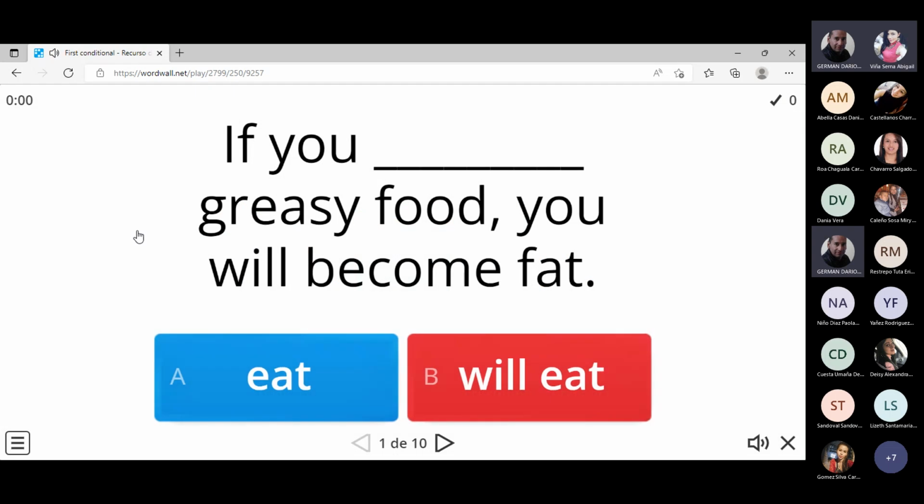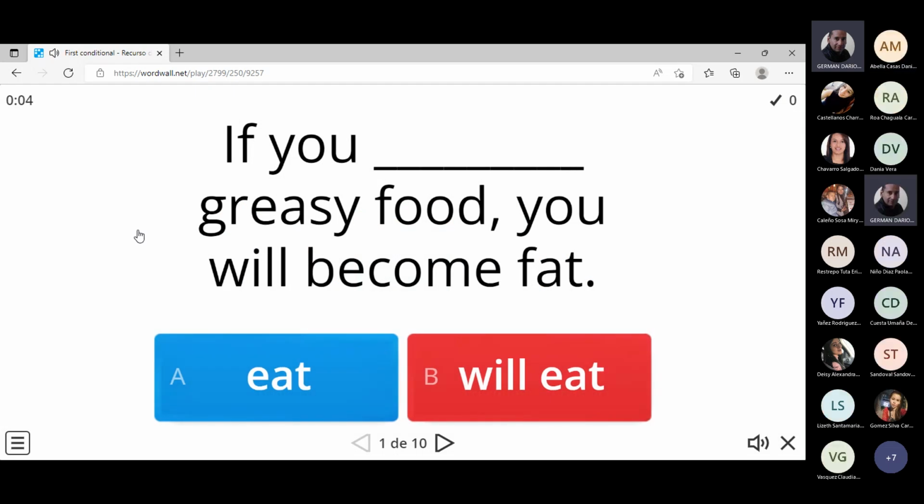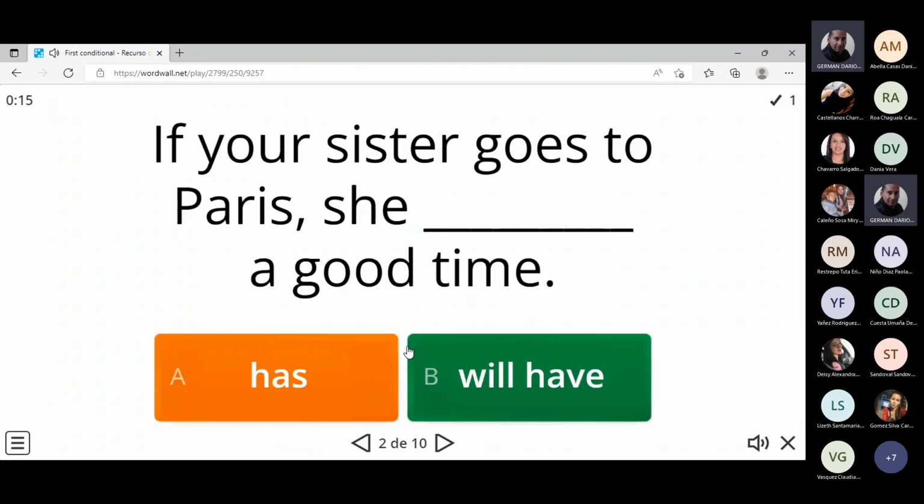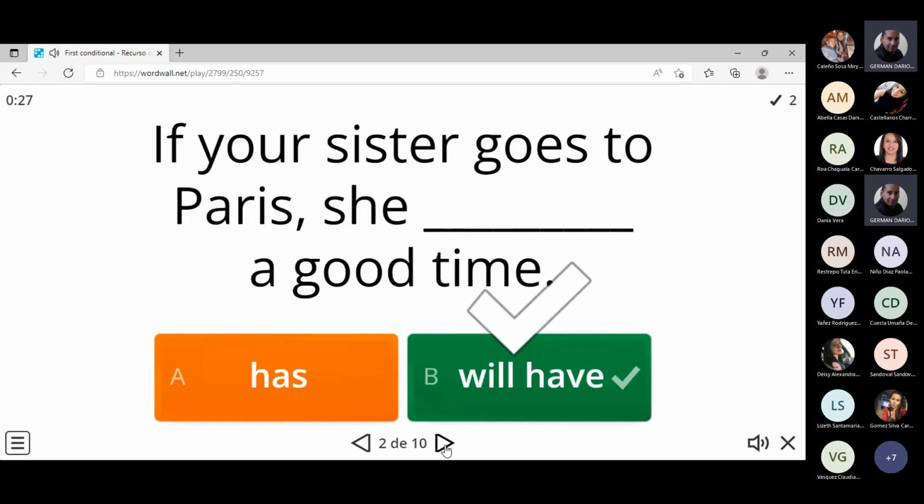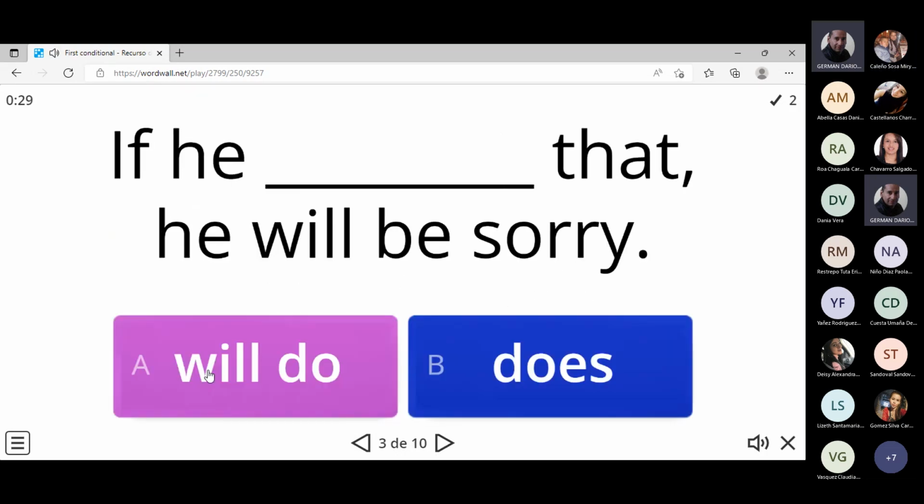Okay, now let's check your answer. Okay, Daniel Mauricio, number 1. If you receive food, you will become fat. Yes, very good, excellent. This is very easy. Aquí es fácil porque saben que si está acá en futuro, pues el otro lado es present, no problem. Okay, Miriam Caleño, if your sister goes to Paris, she will have, yes, very good, excellent, very good.